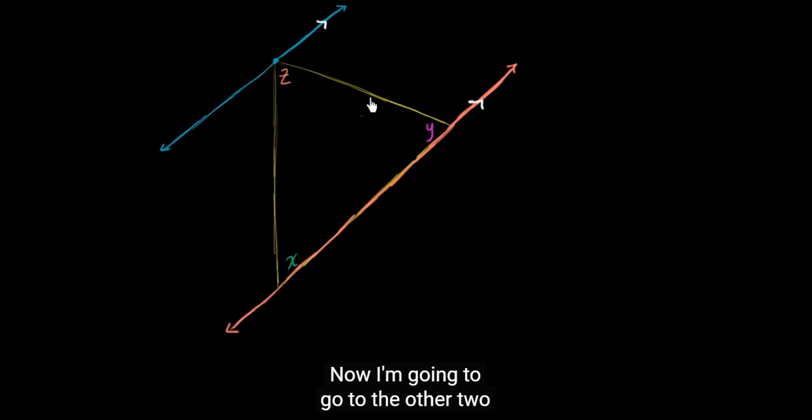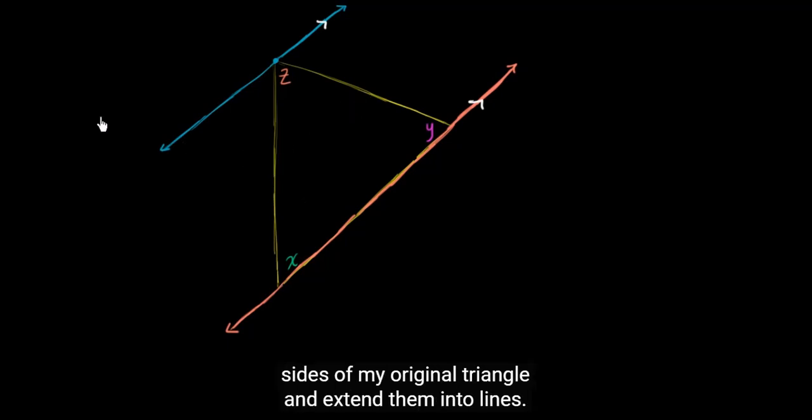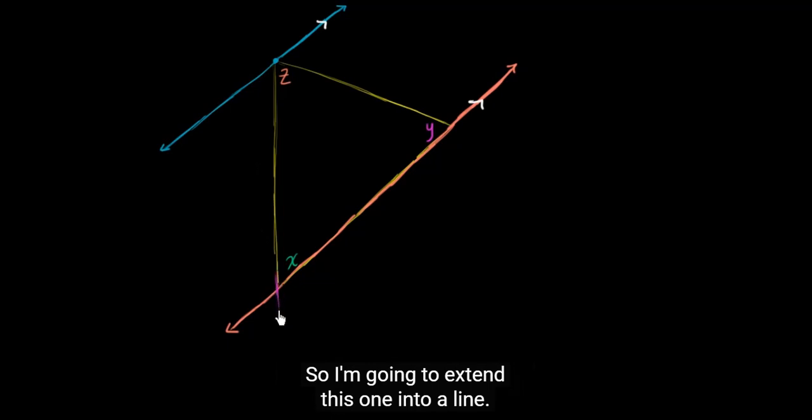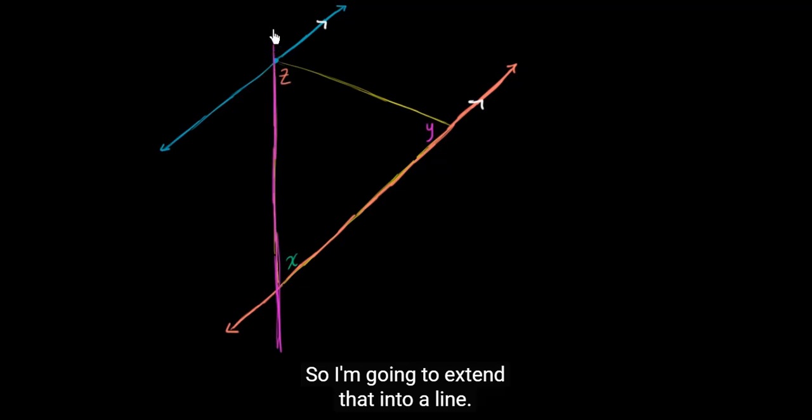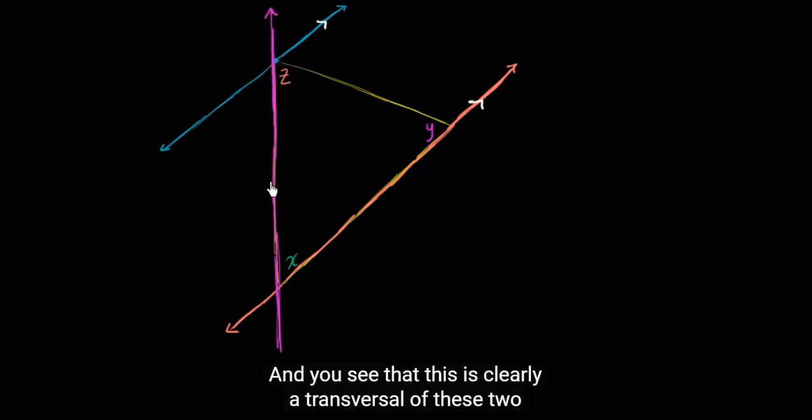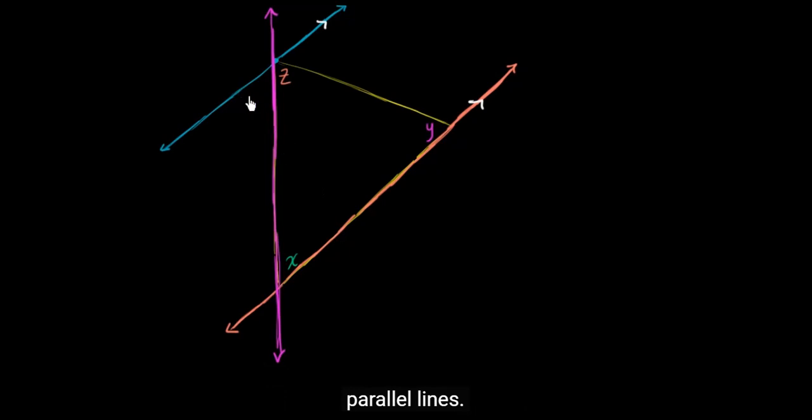Now I'm going to go to the other two sides of my original triangle and extend them into lines. So I'm going to extend this one into a line, doing that as neatly as I can. And you see that this is clearly a transversal of these two parallel lines.